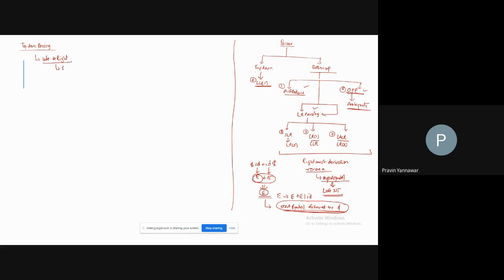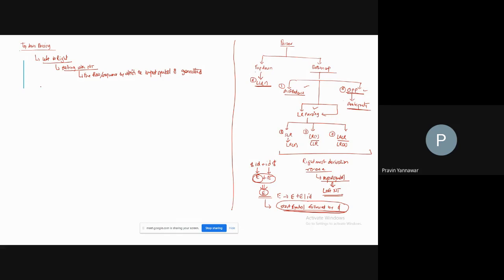So left to right means what? We are starting with the non-terminal, and we try to identify the flow or sequence by which the input symbol is generated. So we are going from left to right, and the flow, or the sequence, by which the input symbol is generated. Now, just to understand this case.